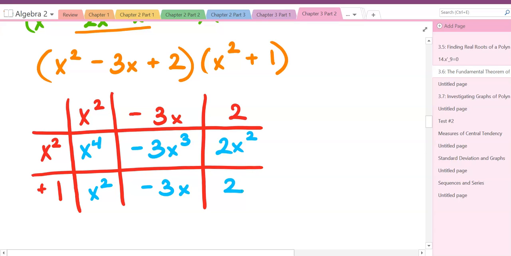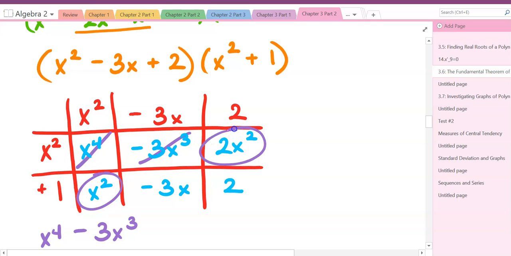There's not a whole lot for like terms. x to the 4th is going to be all by itself. And I've got that minus 3x to the 3rd. Now, x squared and 2x squared, those are really the only like terms that I can combine here. So that's going to give me 3x squared. And then I have minus 3x and plus 2.